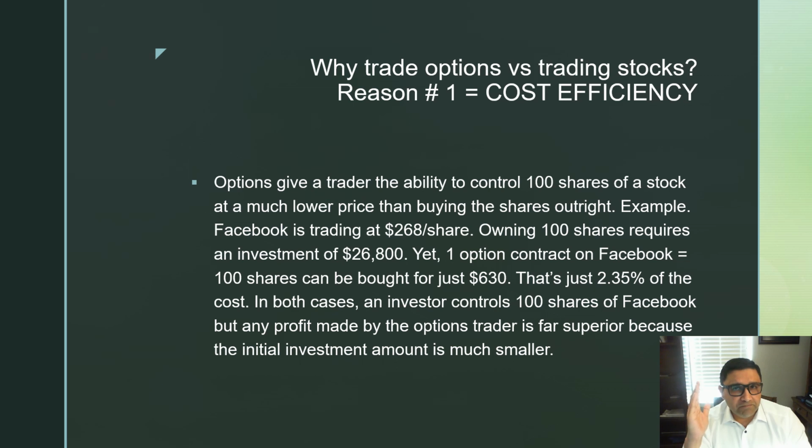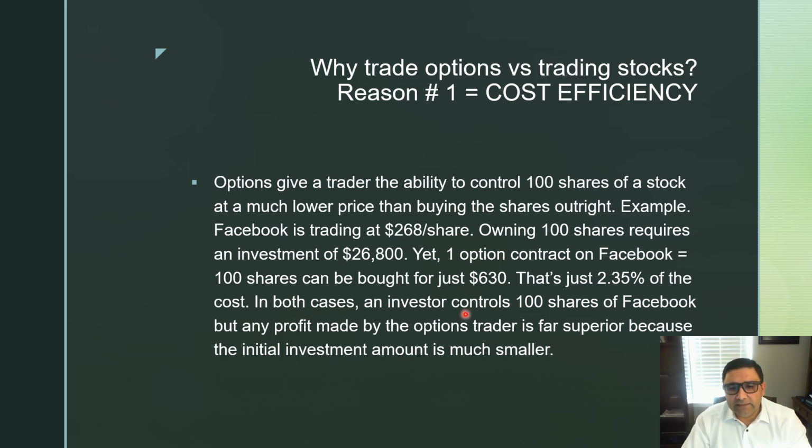So why is options trading better than trading stocks? Why am I making a case here that physicians should look deeper into trading options? Options give a trader the ability to control 100 shares of a stock at a much lower price than buying the shares outright. Let me give you an example. Suppose Facebook is trading at $268 a share. If you want to own 100 shares of Facebook, that requires an investment of $26,800. But if you just buy one option contract on Facebook, and every option contract has 100 shares in it, you can buy it for just $630. So compare the $630 investment to the $26,800 investment. That's just 2.35% of the total cost.